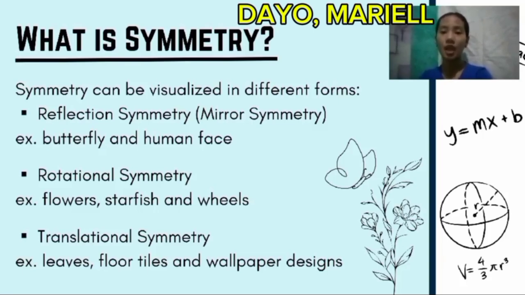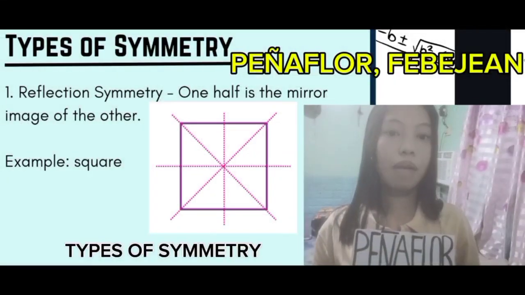Now, there are different types of symmetry, just like I have mentioned earlier: reflection, rotational, and translational symmetry. But my groupmate Miss Piniflor will be delving deeper into those symmetries. So, thank you. Let's proceed to the types of symmetry.